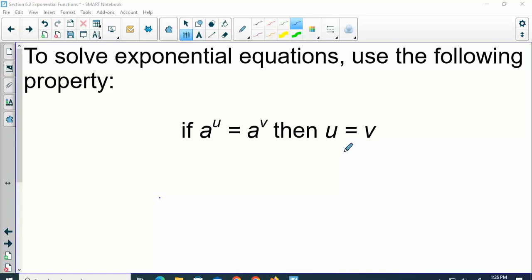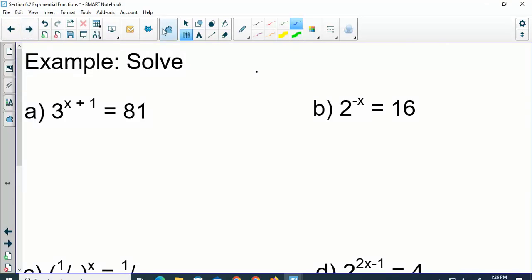So these are different to solve versus the problems with a square root and a cube root, because we could add radicals. But if our variable is in the exponent, then we don't have that option. So let's take a look at some.